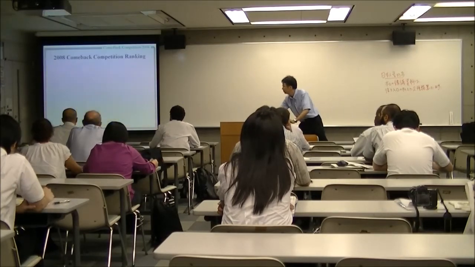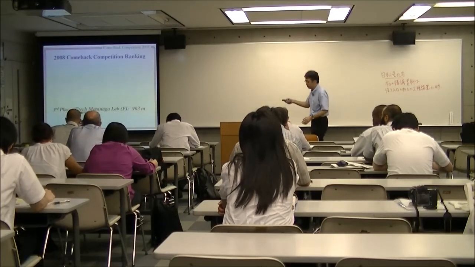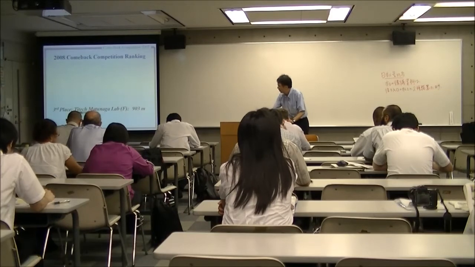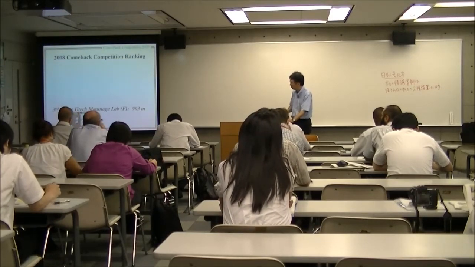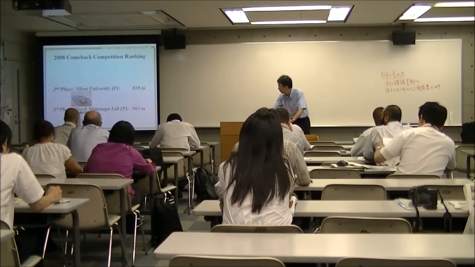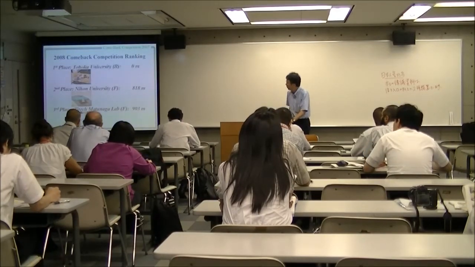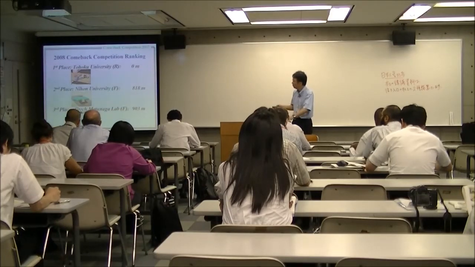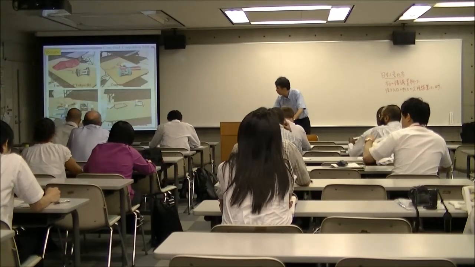Like this. And so in 2008, this is the latest result, the CanSat competition results, and the third place is Tokyo Institute of Technology, 903 meters. And second place is Nihon University, 800 meters. And as I said before, Tohoku University made 0 meters, a very good result. And which one? This one.